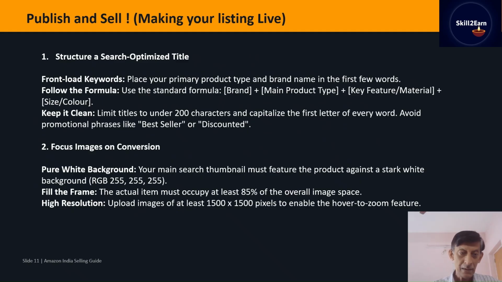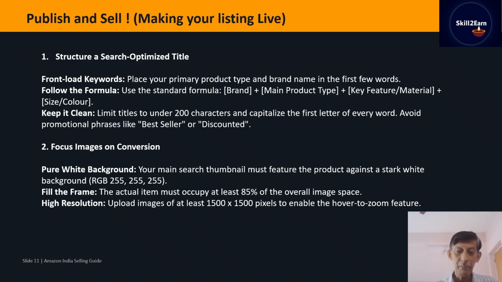Publish and sell. So structure a search optimized title. We have seen in some social media videos on this channel what SEO is. Similar SEO applies to anything where you are doing an online business. So look at those videos also. Place your primary product type and brand name in the first words. Then use the standard format. There is a standard format. Amazon advises you how to name your product, how to define your product, how to give the details about your product, and then the images.